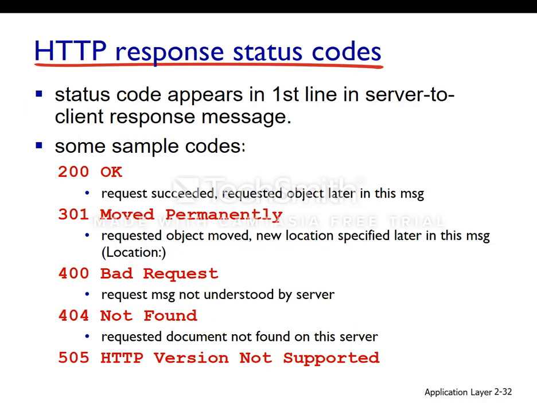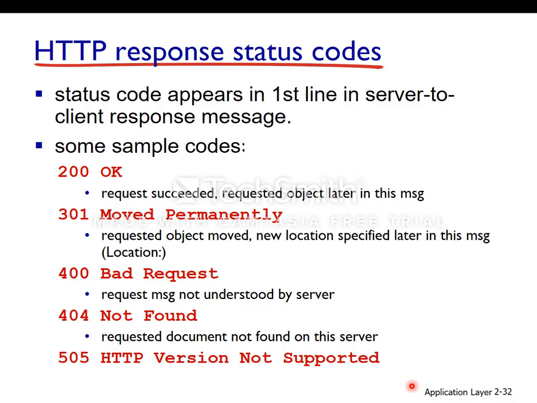So here are some examples of HTTP response codes. 200 OK basically means our request succeeded and the object that we wanted is found later in this message. 301 means the object that we have requested has moved permanently, and we're going to specify the location later in this message. 400 Bad Request means the request message was not understood by the server. 404 means the document that we requested is not found on this server.